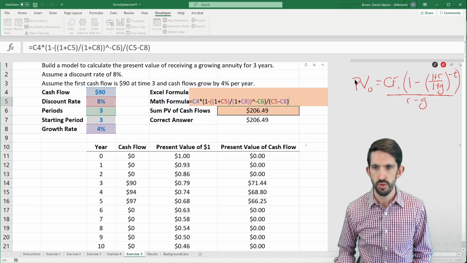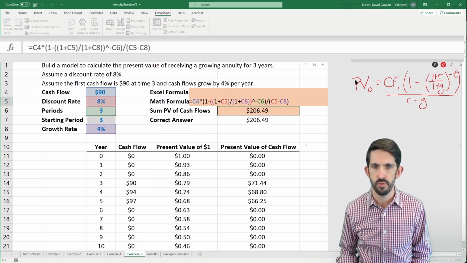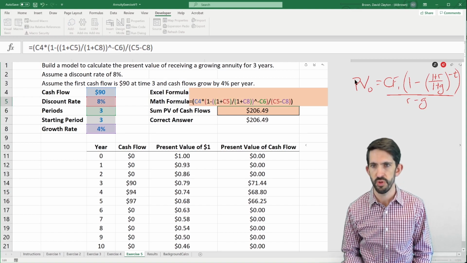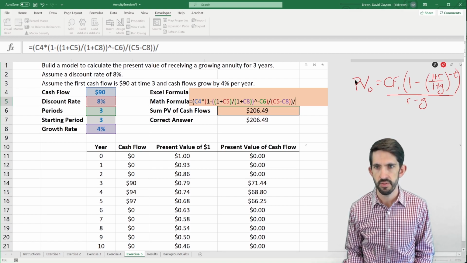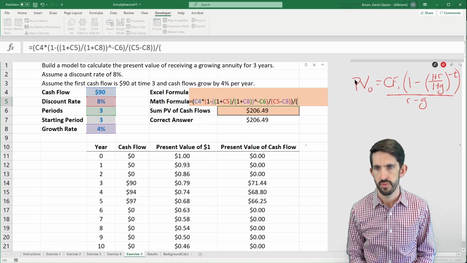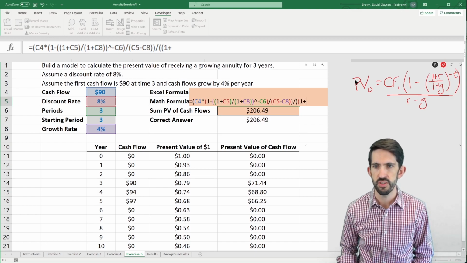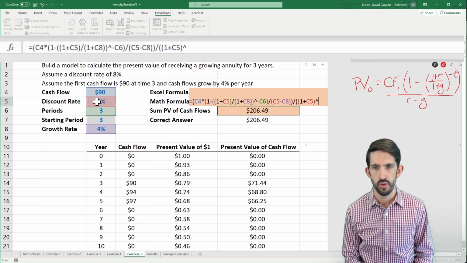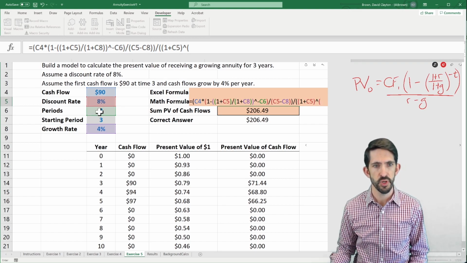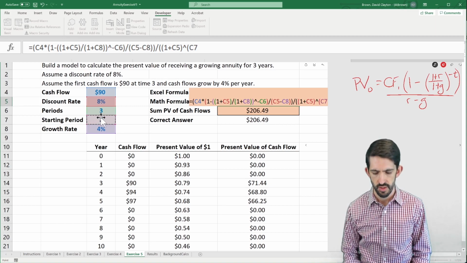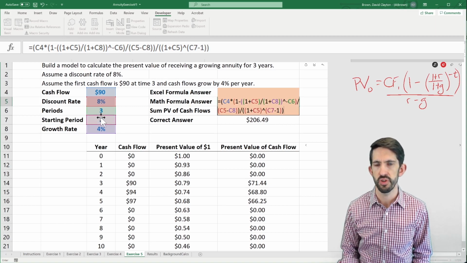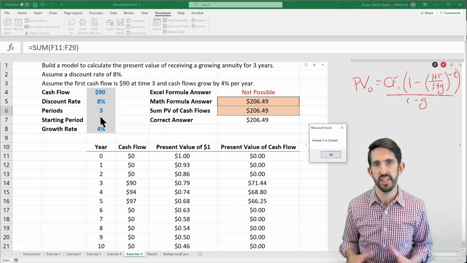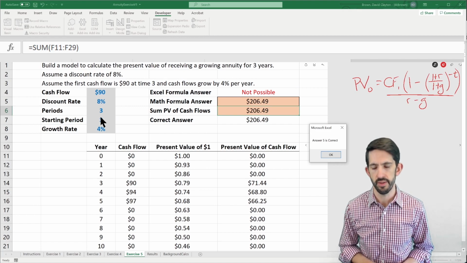So we're going to take that whole thing and wrap it in parentheses so we don't screw up any of the calculations, and divide by 1 plus R raised to the number of periods, starting period, minus 1, just like we did previously. And now we get that same answer, that 206.49.